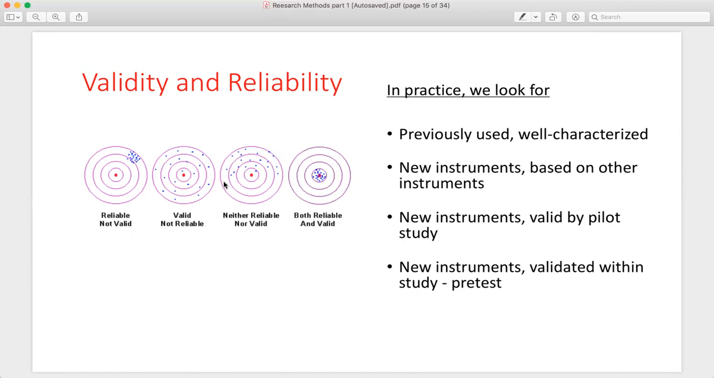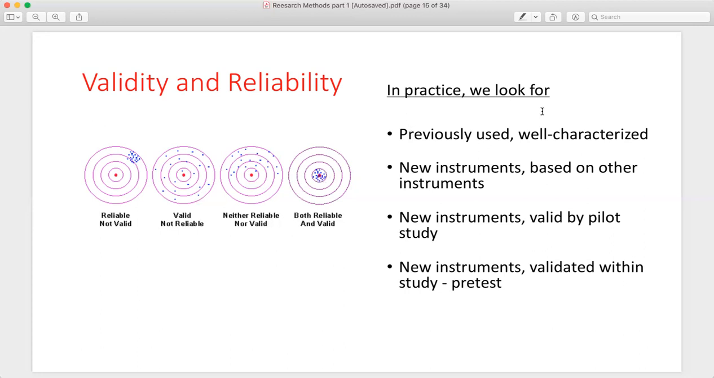So this is the third picture. We are measuring our metrics differently every time, and it's nowhere close to the red dot that we want to measure. So this is neither reliable nor valid. And this is what we are opting for. The last picture is we want to measure the red dot, and we are measuring the red dot every time we measure it. So our tool is valid and reliable.